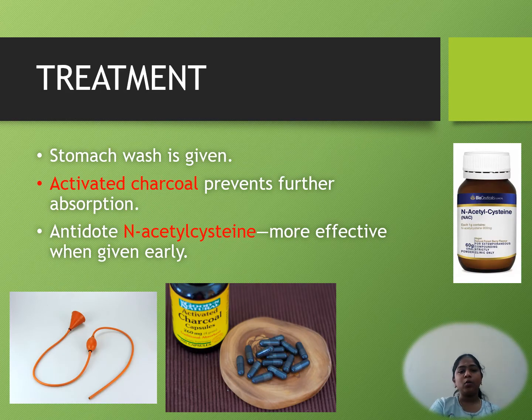Treatment. Stomach wash or gastric lavage is given. Activated charcoal prevents further absorption. Antidote, N-acetylcysteine, is given. N-acetylcysteine partly replenishes the glutathione stores of the liver and prevents binding of the toxic metabolites to the cellular constituents.